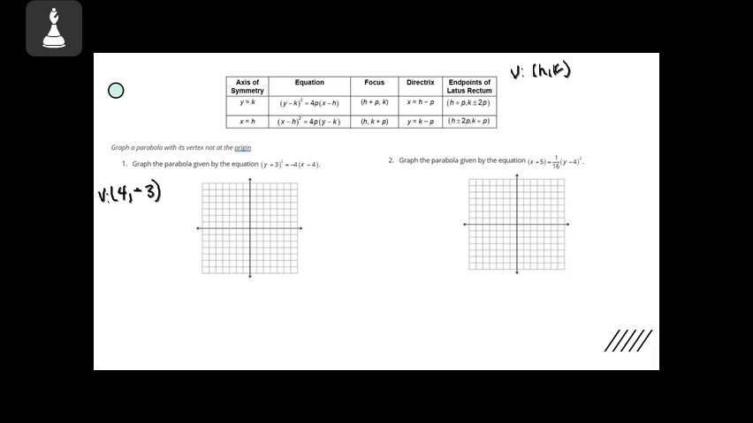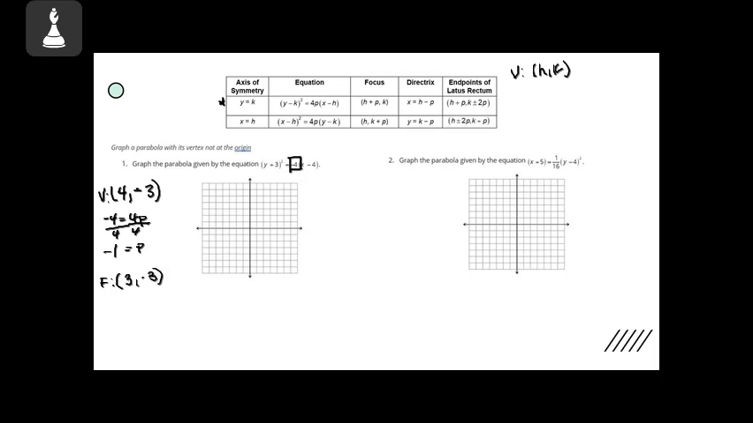Next, I need to find p. Well, I'm going to take what's in front of here and set it equal to 4p. So -4 equals 4p. I divide both sides by 4, p is -1. So now I'm going to look at which one this follows, and that's the top one. So I'm going to find my focus next. It says to take the first coordinate and add p. So if I have 4 and I add -1 to that, that's going to be 3, -3 as my focus.